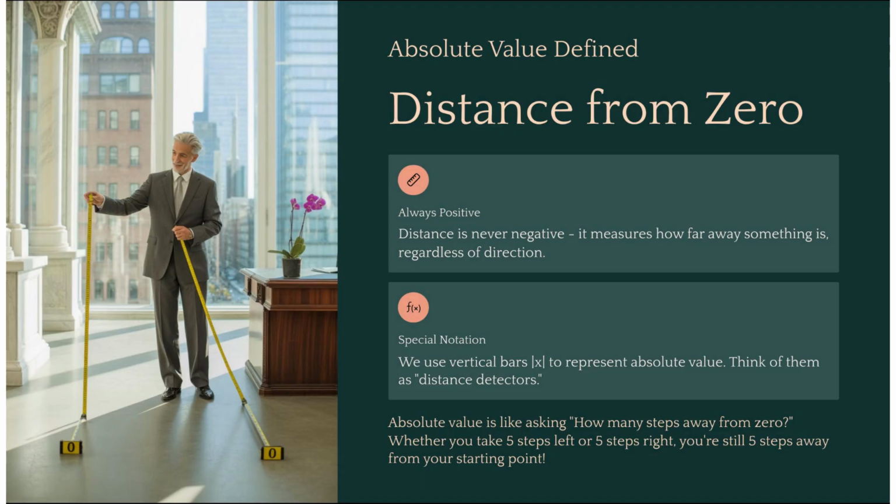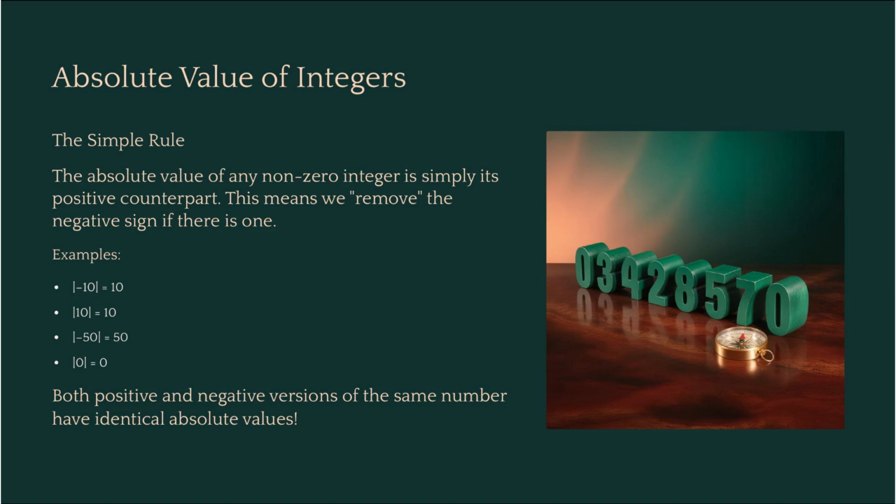That's absolute value. The rule for the absolute value of integers is straightforward. The absolute value of any non-zero number is just its positive form. The absolute value of -10 is 10. The absolute value of 10 is also 10. They are both 10 units away from 0.